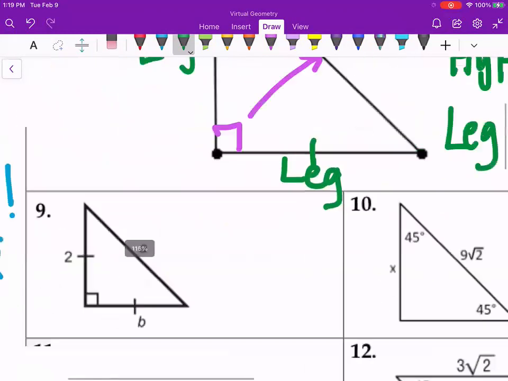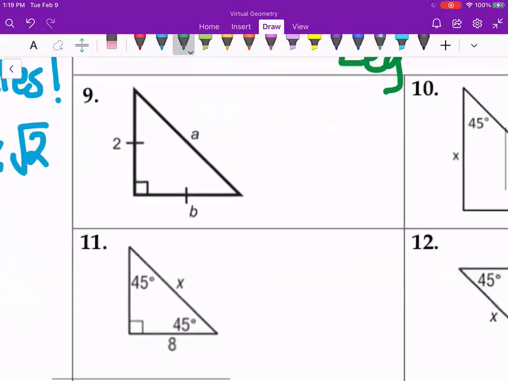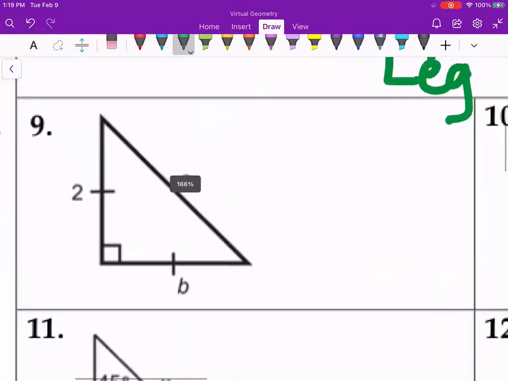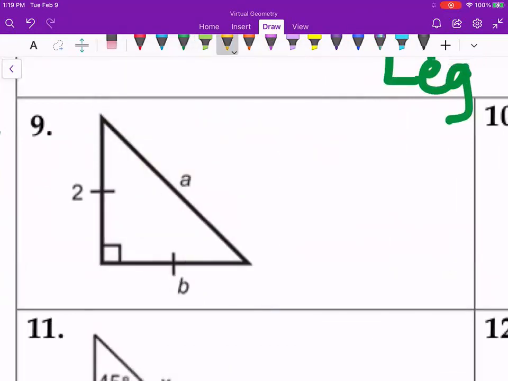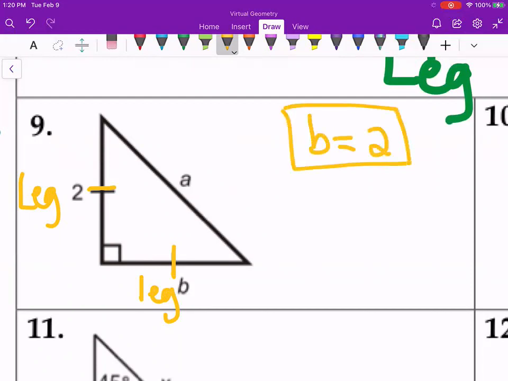Now, this is a continuation of the 30, 60, 90, hence why we're starting with example 9, because the first 8 were for 30, 60, 90s. All right, so let's start with example 9. So we have our two congruent legs, our leg and a leg. So right now I automatically know that B is 2 because the legs are the same here. This is isosceles. So then the other two equal angles are my 45s.